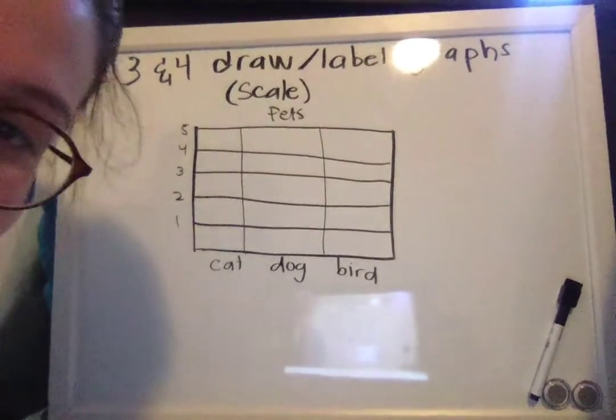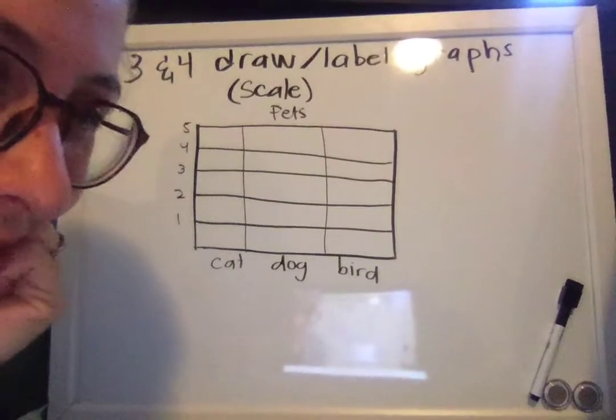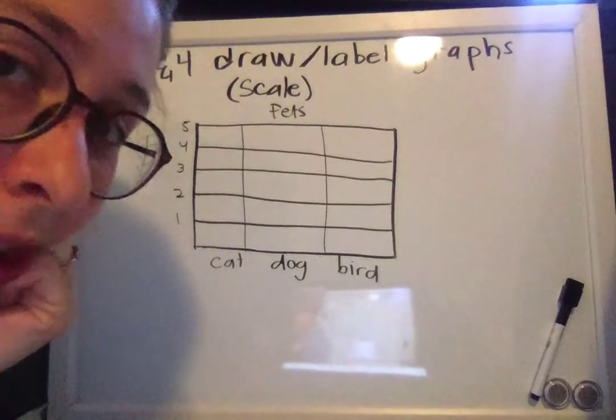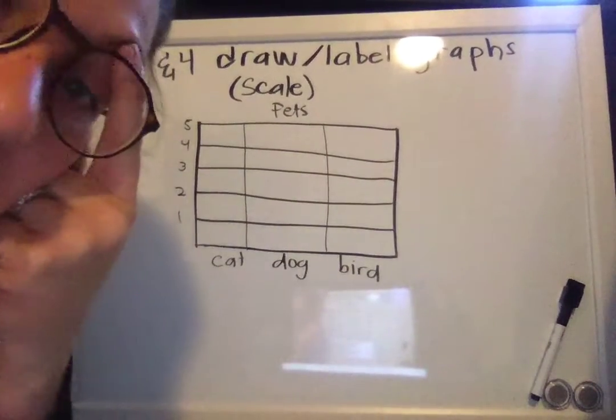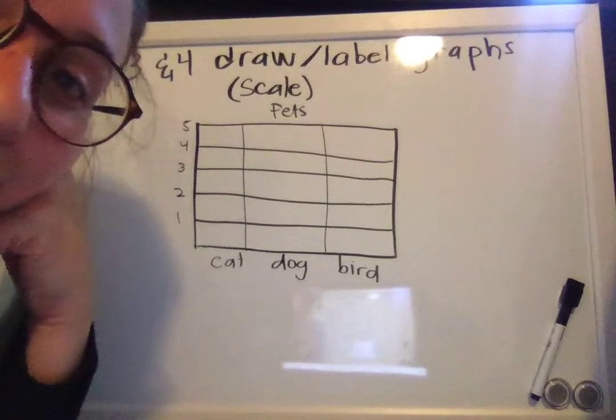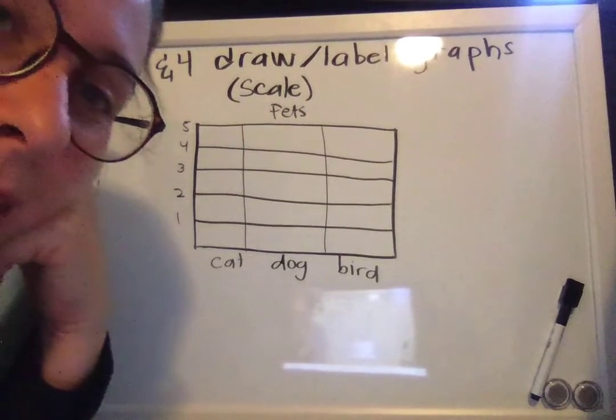So, lessons 3 and 4 are kind of the same thing as 1 and 2, but they added a little bit of different things on it, so I wanted to talk to you about it. We're still drawing and labeling our graphs.